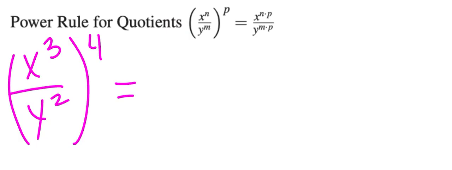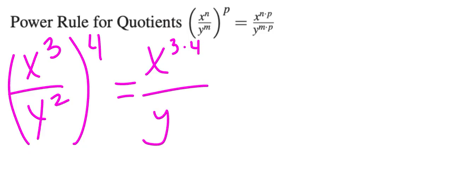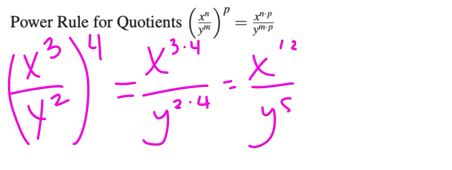Our rule tells us that we want to keep x to the 3 and then multiply it by the 4. In the denominator, we're also going to keep our y squared, but then multiply that again by the 4. So to simplify this, that would look like x to the 12 over y to the 8.